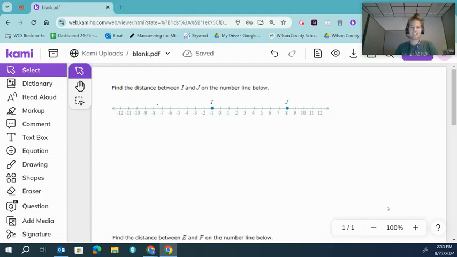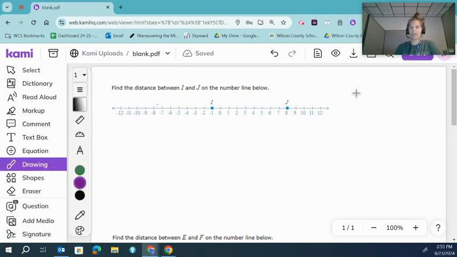Today we will be finding distance between two numbers on a number line. In order to do this, we are going to use absolute value. Reminder, absolute value is distance from 0, and distance is always positive.